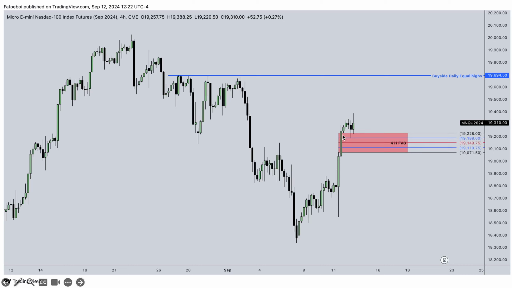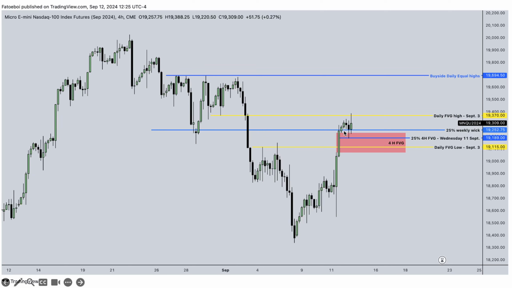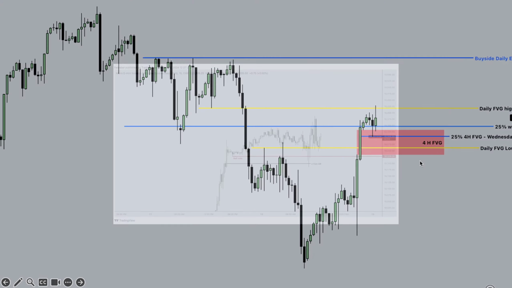So when we divide this fair value gap into sections, the upper part, the 25% range of that, today that's our point of resistance because of all the points that I just mentioned. Then the daily fair value gap of September the 3rd, the high of that, that's our point of first resistance, and we could have possibly traded up to this, which we didn't do. Then once again we have the 25% of the weekly wick, which the bodies are respecting in the 50-minute chart. This will become very clear. The low of that, which is not so important, but for completeness' sake.